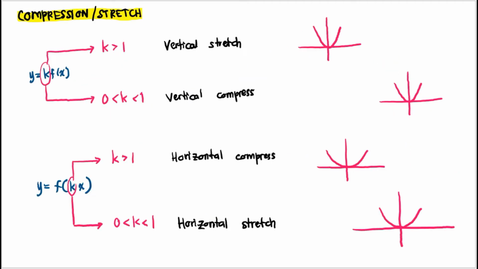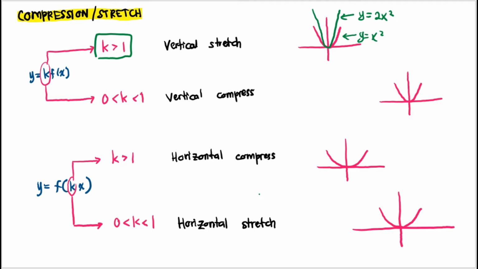For the concept of compression or stretch, if we have y equals k f(x), suppose k is a positive number greater than 1. If k is greater than 1, then we have a vertical stretch. It will go something like this. Suppose this is y equals x squared, so this is y equals 2x squared.